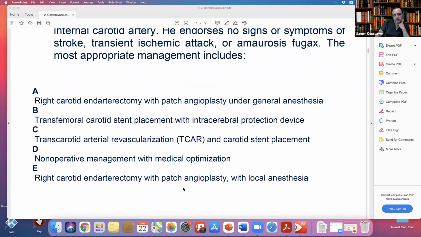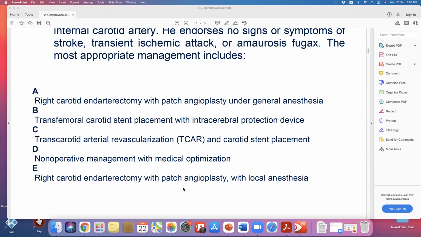A, right carotid endarterectomy with patch angioplasty under general anesthesia. B, transfemoral carotid stent placement with intracerebral protection device. C, transcarotid arterial revascularization and carotid stent placement. D, non-operative management with medical optimization. I will choose D. E, right carotid endarterectomy with patch angioplasty with local anesthesia. No, it's obvious. Yeah, D is obvious.